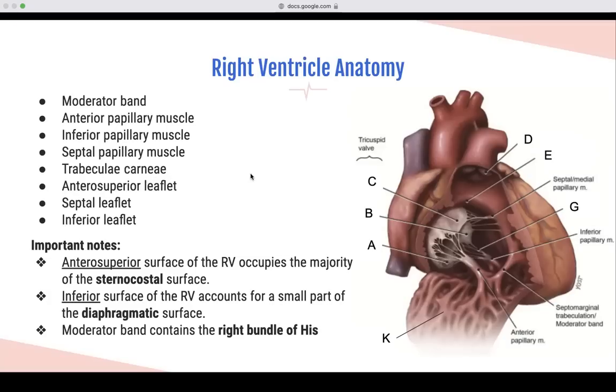K. Okay. Yes. Then the anterior superior leaflet of the tricuspid valve. So tricuspid means it has 3 cusps. The anterior superior one is which cusp? Would that be C? Yeah, exactly. What about the septal leaflet?